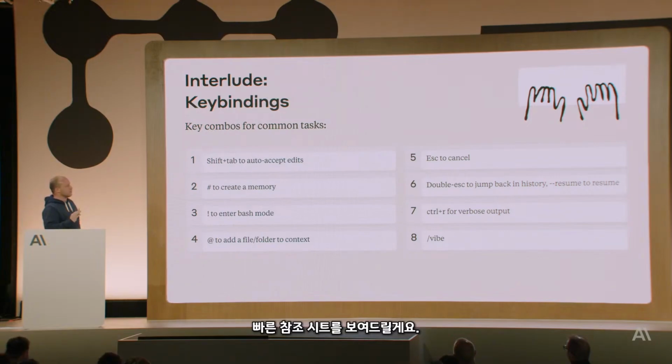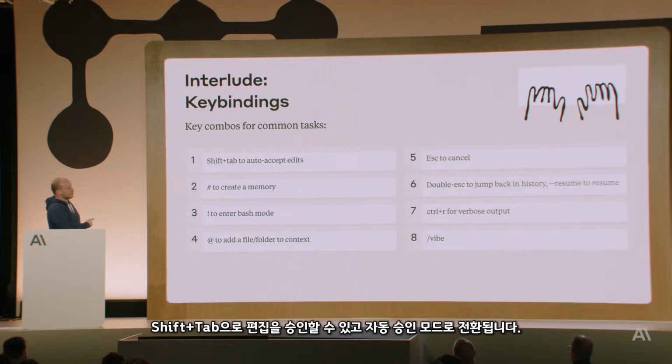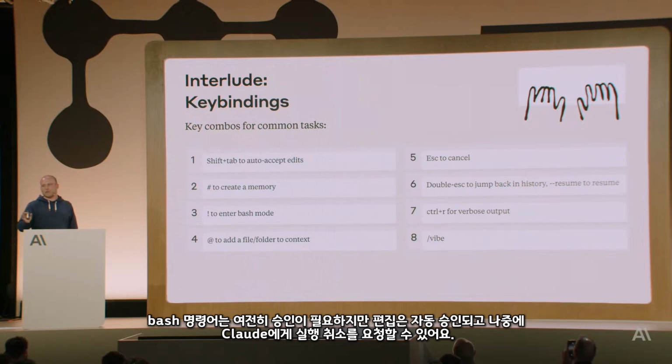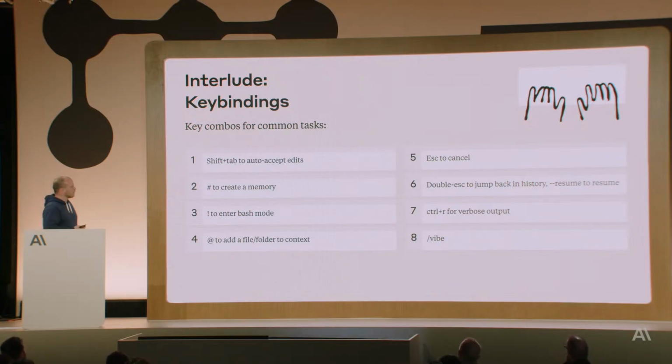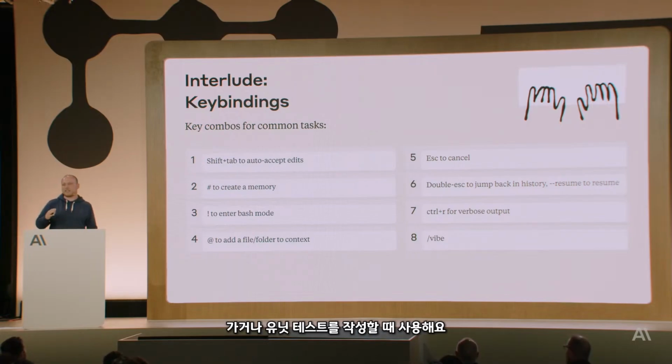Anytime you can hit Shift-Tab to accept edits. This switches you into auto-accept edits mode. Bash commands still need approval, but edits are auto-accepted, and you can always ask Claude to undo them later. For example, I'll do this if I know Claude's on the right track, or if it's writing unit tests and iterating on tests. I'll usually just switch into auto-accept mode, so I don't have to OK every single edit.